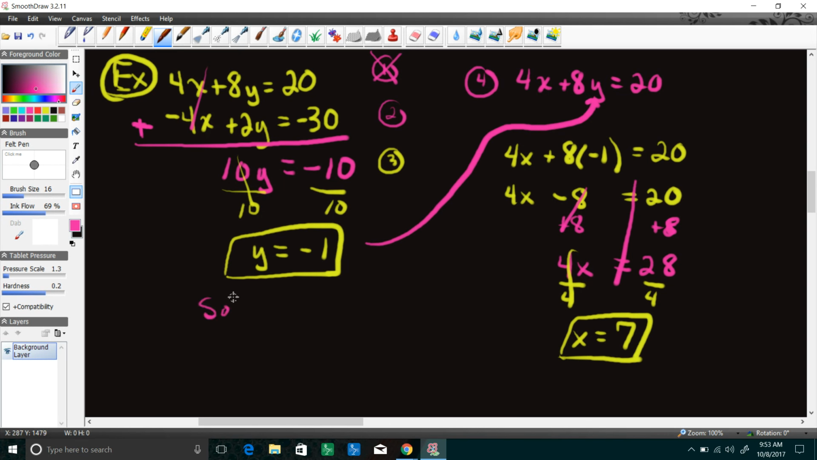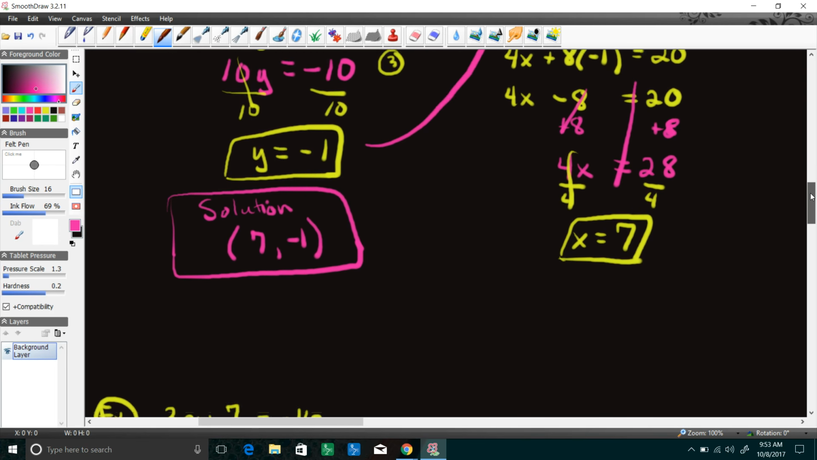Be careful, because notice that the first one that we solved for was y, so you do have to make sure you put this in the right order. So we have 7 comma negative 1. Remember, x comes before y, so our solution has to do the same. And that means that at this point, 7, negative 1, these two equations intersect, and that is where they are equal to each other.